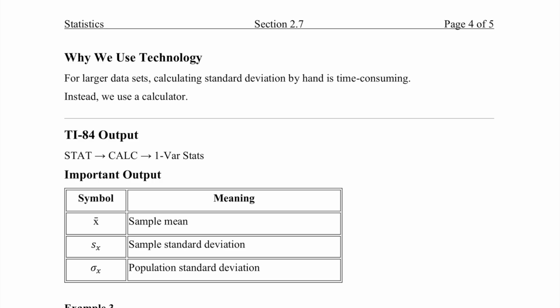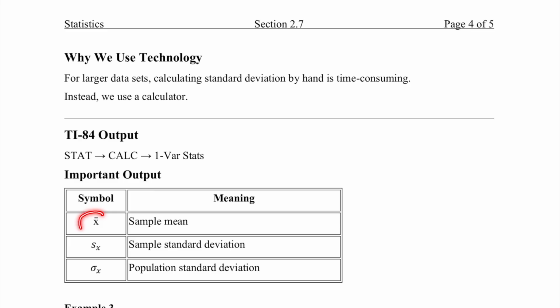Hi everyone. In this lesson, we are going to learn how to use a calculator to find the standard deviation and how to interpret the results. When you use the TI-84's one-var-stats function, the calculator will display several statistics. These are the three statistics we'll focus on.